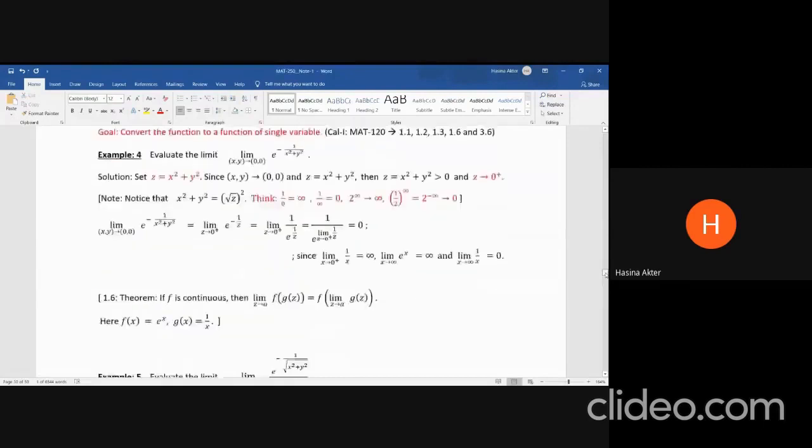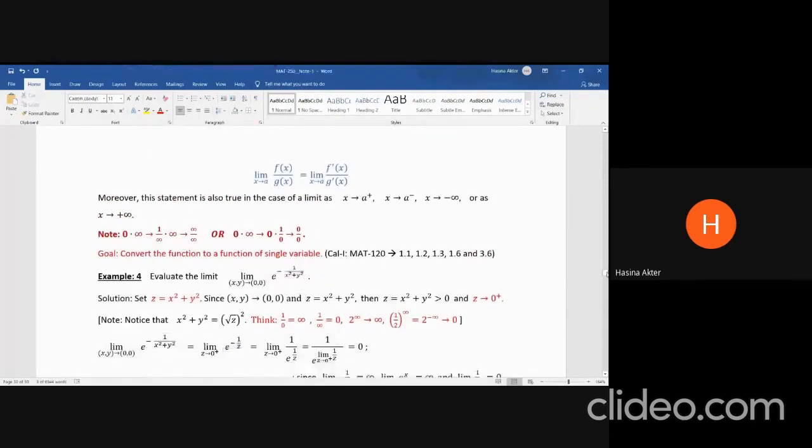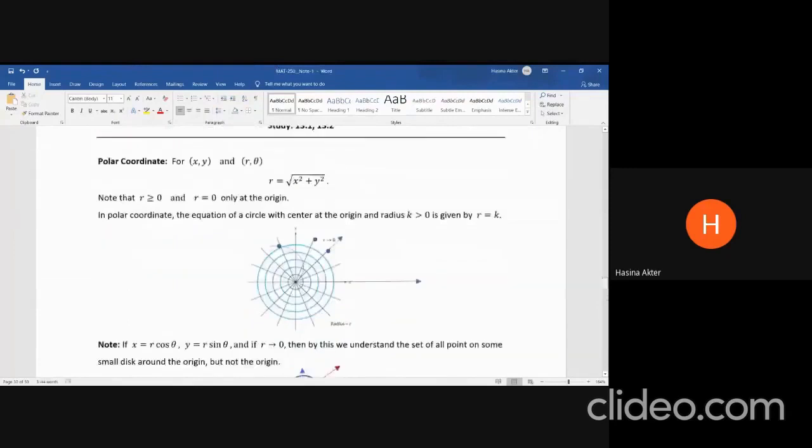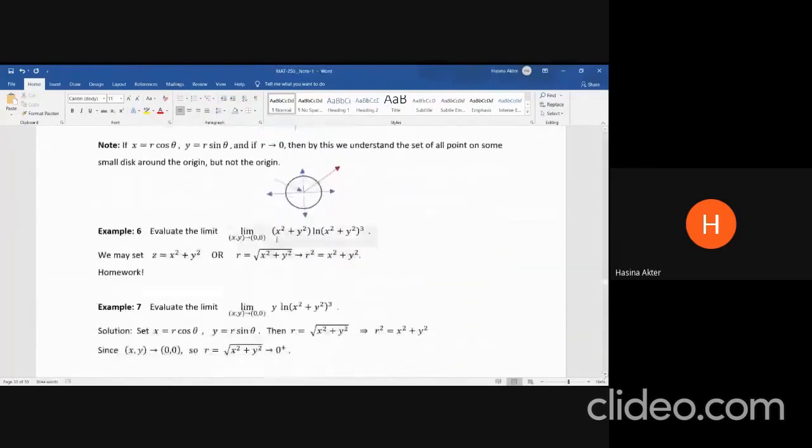Same for the other one, exercise 4. Where is exercise 4? Should be here. Here is exercise 4. Same for this one. See, if z is x squared plus y squared, then this function can be written as e to the power minus 1 over z. You have a single variable function. Even for number 6, which I have given you to work on at home, if you set z equals x squared plus y squared, then you have z times the natural log of z cubed. That means 3z times natural log of z. So this is a function of a single variable.